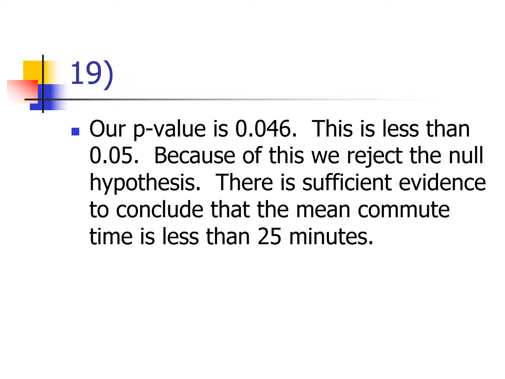So our p-value is 0.046. 0.046 is just a smidge less than 0.05, but it is nonetheless less. Anytime the p-value is less than alpha, we reject the null hypothesis, learn it and love it. That means that there is sufficient evidence to conclude the mean commute time is less than 25 minutes. Good job, transportation engineer. Oh, and by the way, good job us.